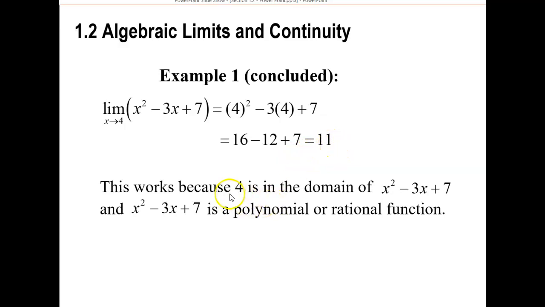And this works because 4 is in the domain of our function, and that function is a polynomial or rational function. Remember, that theorem only applies to those types. Okay, and the value we're approaching has to be in the domain. In other words, it can't cause your function to be undefined. That is equivalent to showing each step of applying each of those properties that were listed. So later in another example, it walks you through all of the property evaluation steps, but the end result is simply direct substitution.